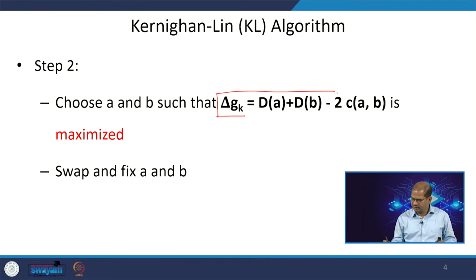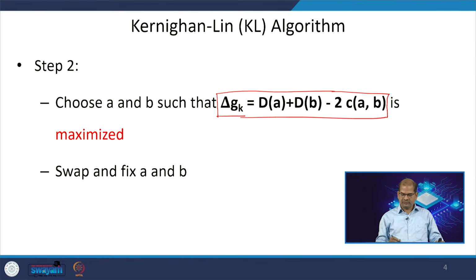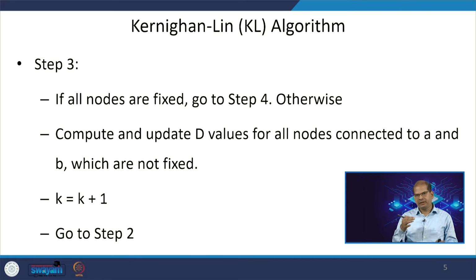This is delta g of k, which is defined as D of a plus D of b minus 2 c(a,b). c(a,b) comes in when there is an edge between a and b. We need to find where my delta g of k is maximum. Then only can we swap a and b, and we will not change that a and b in the next iteration. So in every iteration we are fixing 2 nodes, because after the swap we are fixing those nodes.